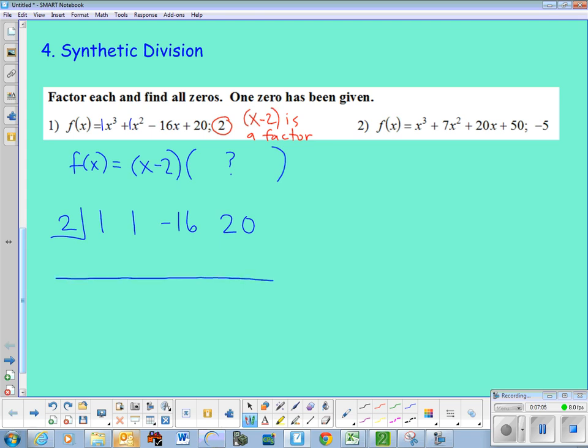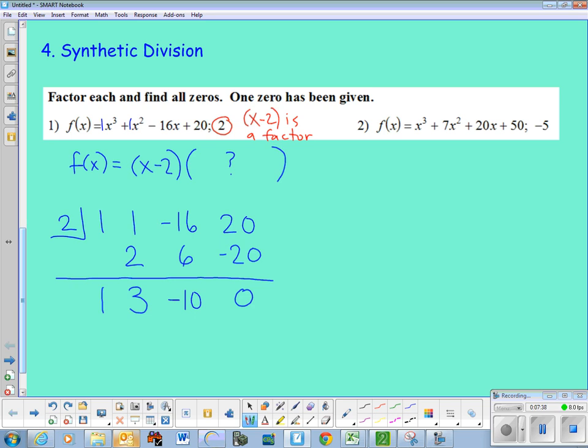Okay, here's how synthetic division works. Take the first coefficient and just drop it down to the bottom. I'm going to multiply that number by what's in the box. 1 times 2 is 2, and I'm going to write the 2 under my next column. Now I'm going to add. 1 plus 2 is 3. 3 times 2 is 6. Negative 16 plus 6 is negative 10. Negative 10 times 2 is negative 20. And negative 20 and 20 makes 0.